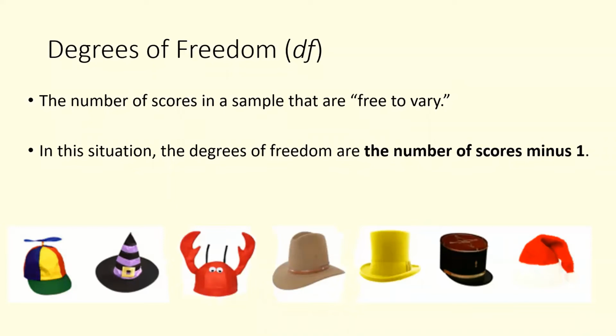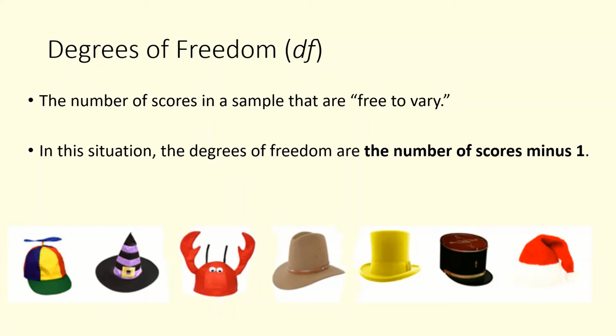All of those hats on days 1 to 6, those can be any hats. Those hats are free to vary. I have my choice of hats. But on that last day, I don't have that freedom anymore. And whatever hat is left is the hat that I'm stuck with for that day. That's essentially the idea of degrees of freedom. And again, we'll put this together a little bit more in our next lesson. But this is the idea behind using n-1.